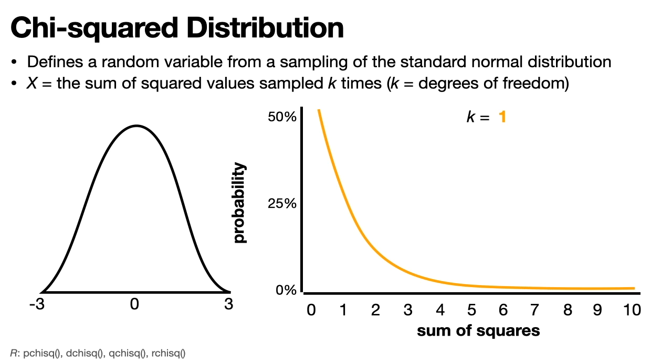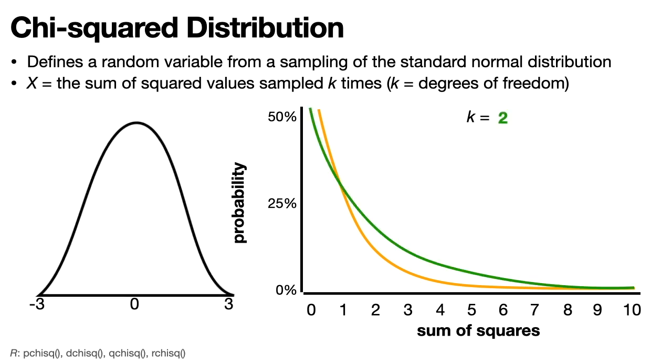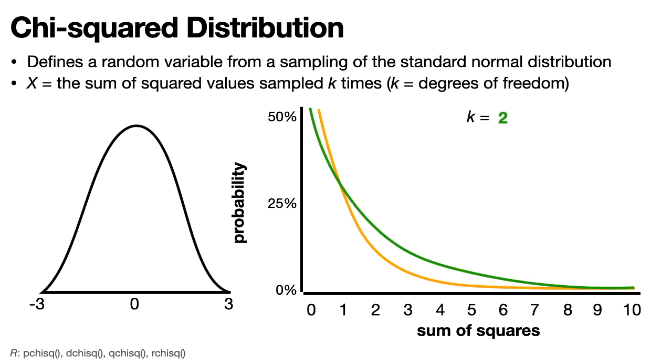When we bump this up to 2 samples, we're now adding together the squared values drawn together. This is still likely to be small and close to 0, so the chi-squared distribution is still kind of concentrated around 0 or 1. But as soon as we go up to 3 degrees of freedom, the chance that those 3 squared values add up to more than 0 is higher.